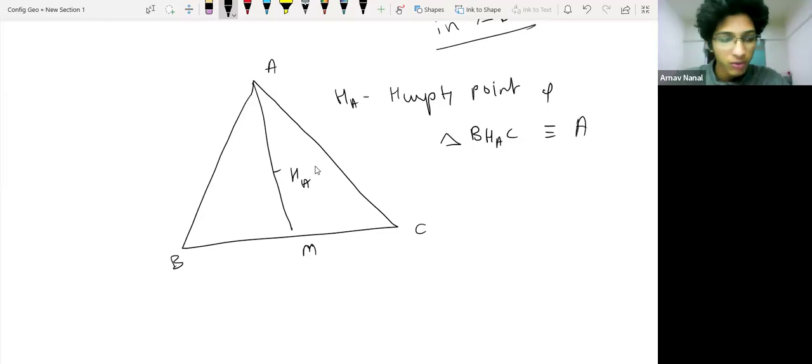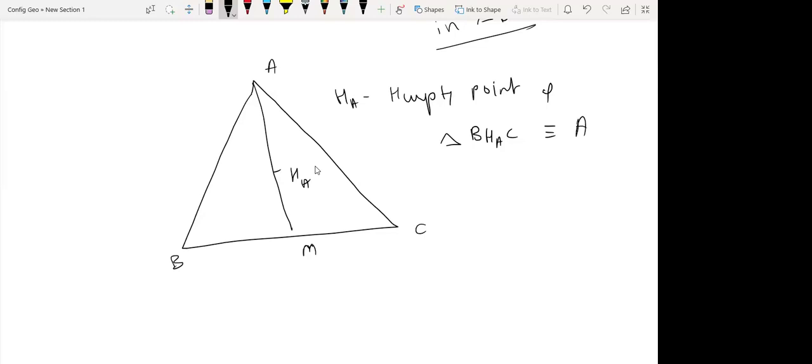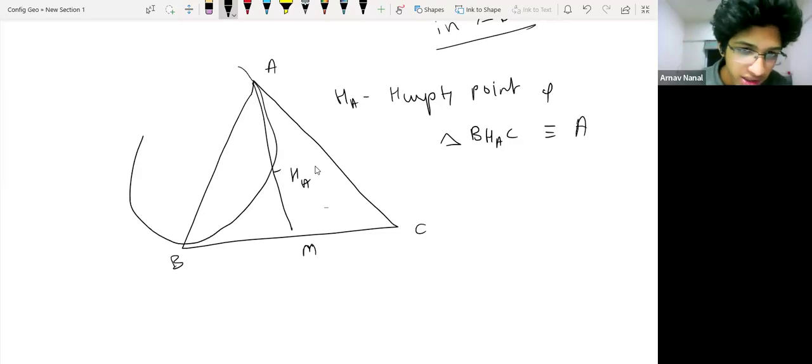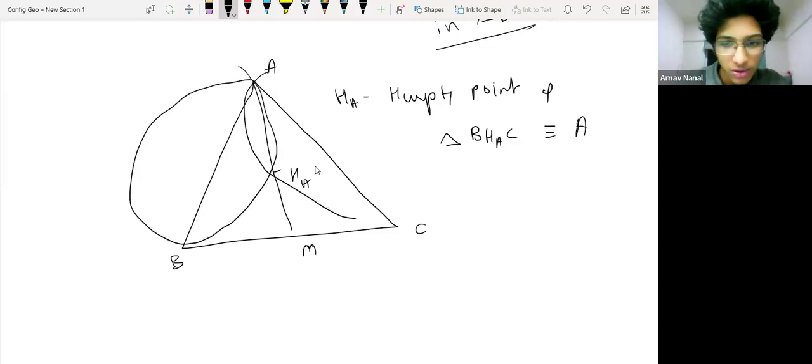Can you outline the proof? Because AHAB is tangent to BC and AHAC is tangent to BC, and the Humpty point can be defined as the intersection of the two circles, and similar logic follows. Yes, true. So it's basically symmetry about A and HA. So you get that it's A.